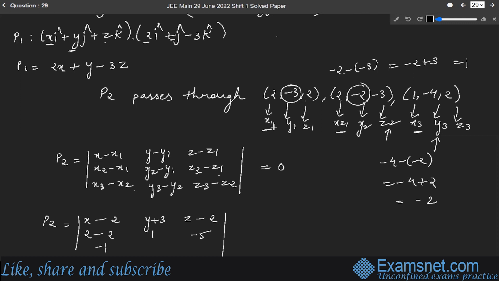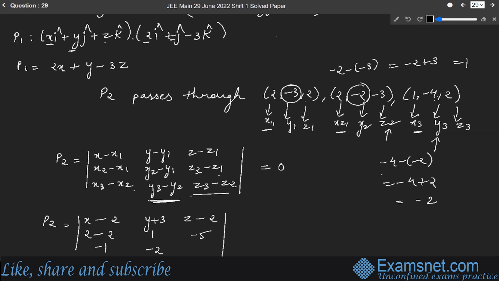Again, this value is y3 minus y2. What is y3? y3 is minus 4 and y2 is minus 2. So minus 4 minus minus 2. All right, so this will be equal to minus 4 plus 2, which is equal to minus 2, right?